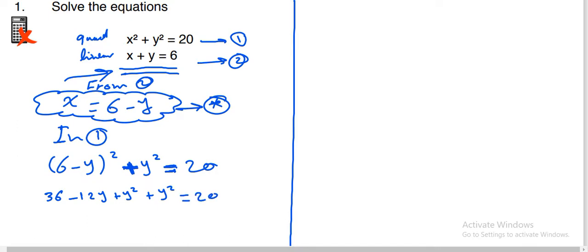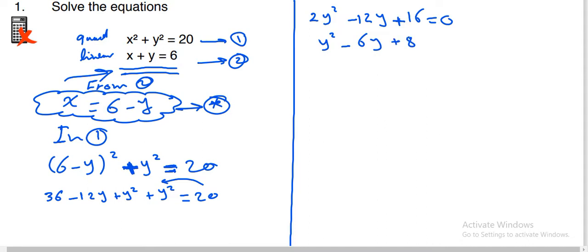We'll collect like terms and make one side equal 0, so it will be 2y to the power of 2 minus 12y. If we move 20 here, it will be plus 16 equals 0. If we divide it by 2, we can leave it like this, no problem, because we'll use the quadratic formula, or you can simplify before solving. y power 2 minus 6y plus 8 equals 0. This is divided by 2.